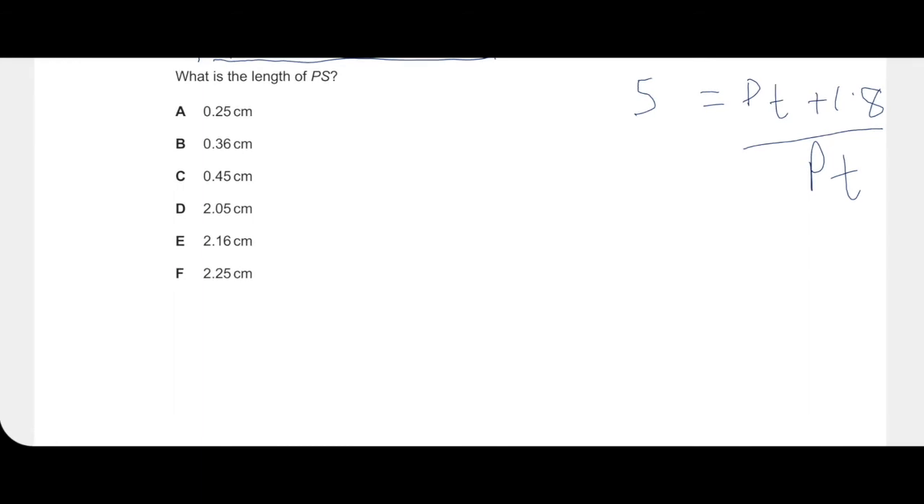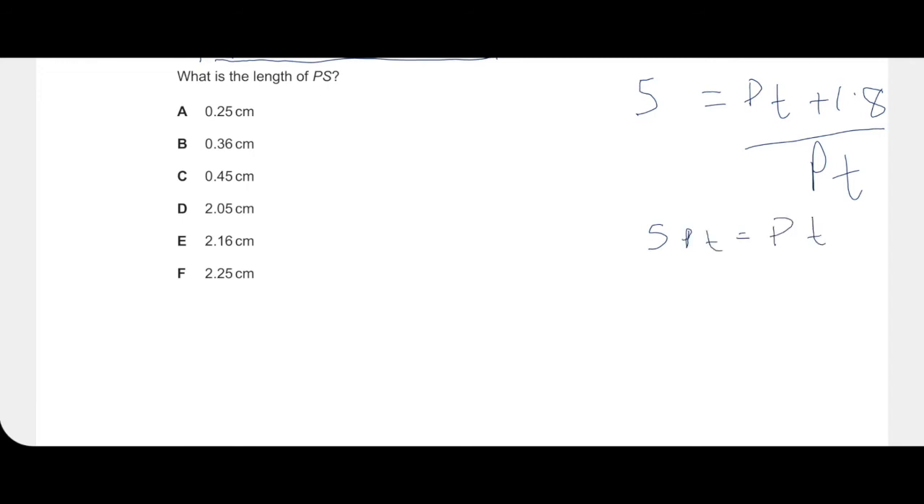Now, what we're going to do, we're going to multiply both sides by PT so we can get rid of this denominator PT. So 5PT is equal to PT plus 1.8. And let me just write that in some extra room. 5PT is equal to PT plus 0.8.